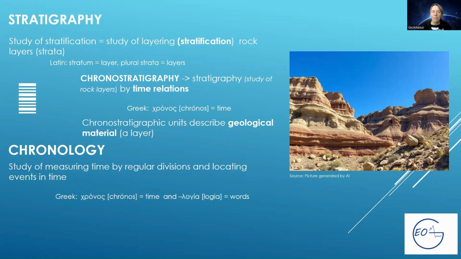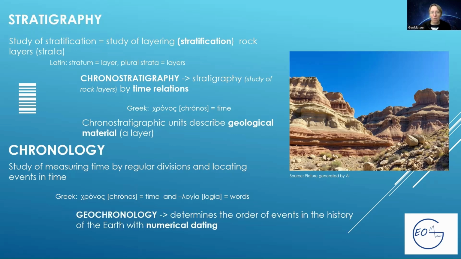Chronology is a study of measuring time by regular division and locating events in time. It comes from two Greek words, chronos, as you know, meaning time, and logia, a word that can be translated as describing. So describing of time. And geochronology determines the order of events in the history of the Earth with numerical dating. So geochronology units describe time divisions.